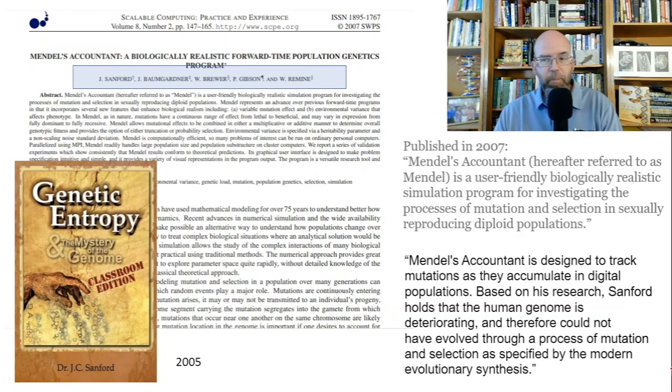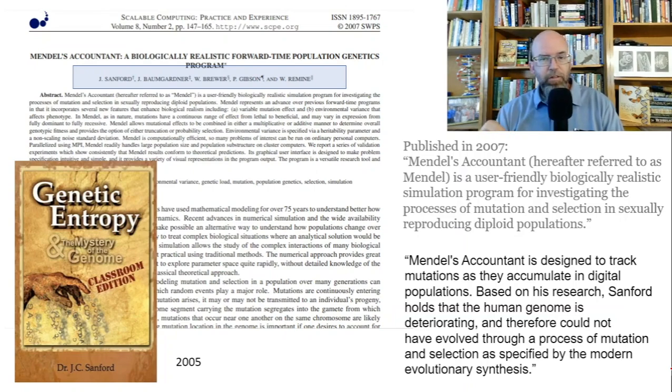Based on that research, as we've already seen, Sanford holds that the human genome is deteriorating. So based on his analysis of mutations and their effects, he's come away with the conclusion, and he thinks that this Mendel's Accountant program is the thing that statistically supports the inferences that he has made and written about in Genetic Entropy. Genetic Entropy was published in 2005. There's a more recent updated version of that. Like I said before, I have the 2005 edition, and honestly, I don't have the new edition. I need to get that.